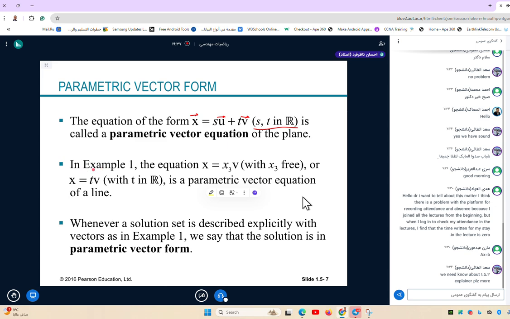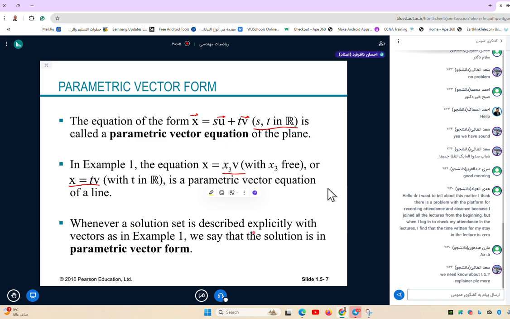Just remember the example that we just solved. In example 1, the equation x = x3v, when x3 is a free variable, or in other words, we could write it down like x = tv, is a parametric vector equation of the line.